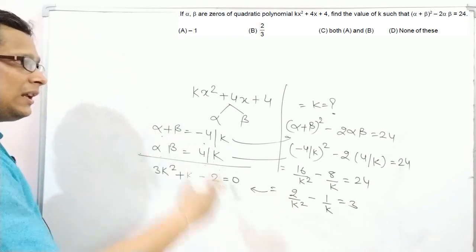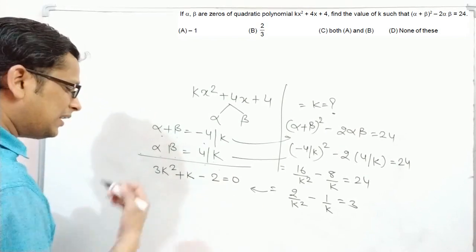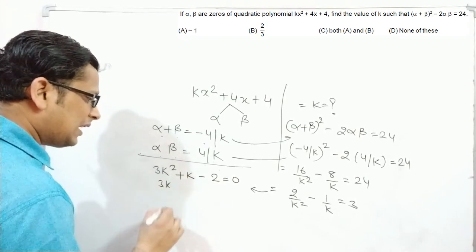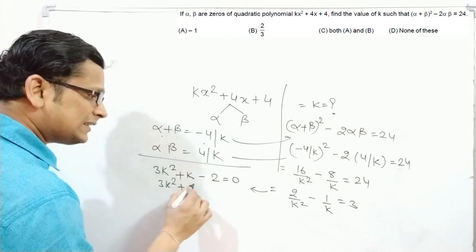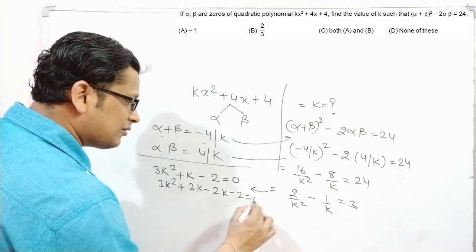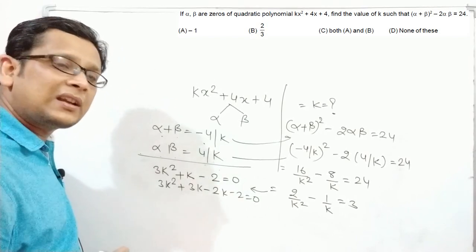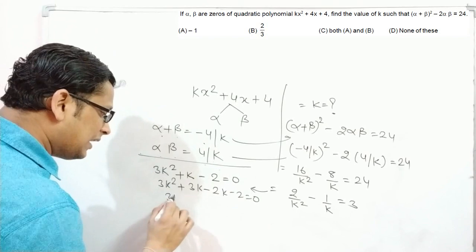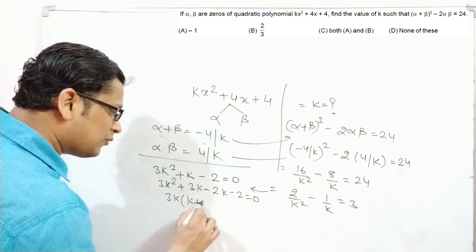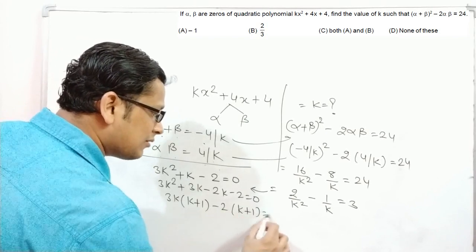So this is our final quadratic expression, now I will solve it. So what we get is 3k square plus 3k minus 2k minus 2 is equals to 0, by splitting the middle term as we already discussed in factorization. So over here 3k is common, so k plus 1, and minus 2 is common, k plus 1 is equals to 0.